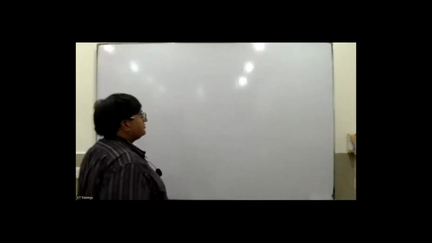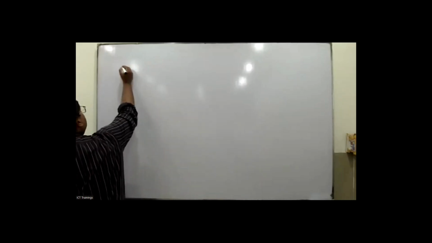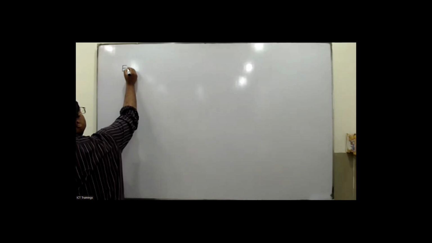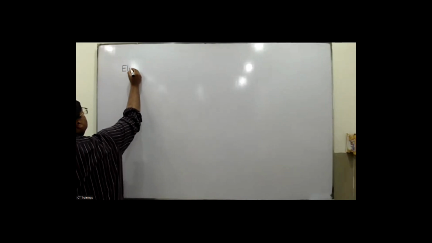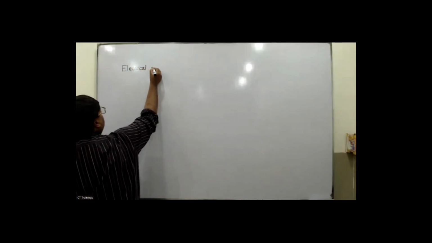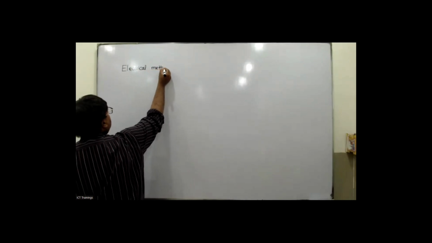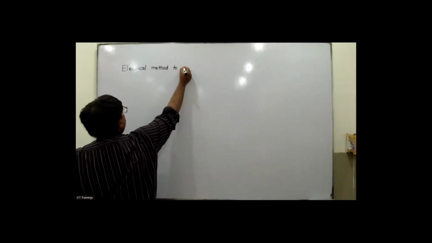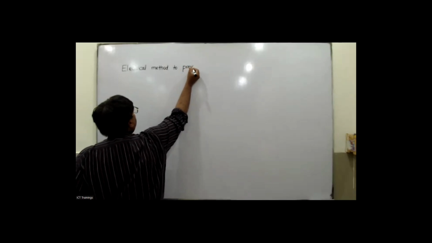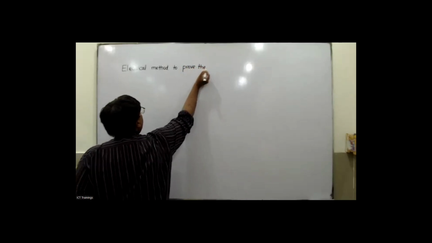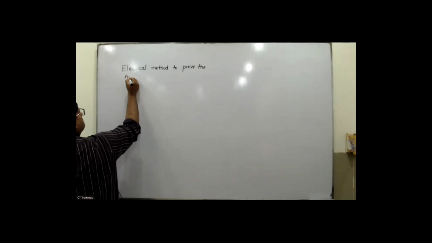Okay, my dear. So last time we were doing the topic electrochemistry. You know that. So today we are going to start with the next part of the electrochemistry, that is the electrical method to prove the Avogadro's constant.